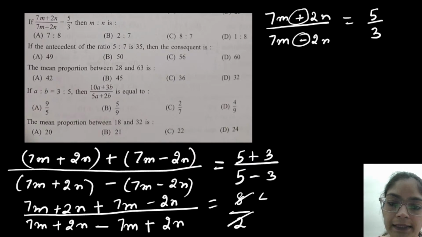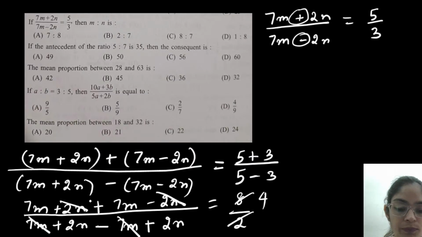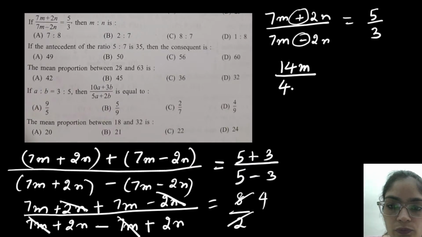Here you can do cancellation. Here also, if like terms can be cancelled, you can cancel. Negative 2n and negative 2n will get cancelled here. Negative 7m and negative 7m will get cancelled here. So what are we left with now? 7m plus 7m. So 7 plus 7, 14. Like terms we can add, 14m. And here denominator 2n plus 2n. 2 plus 2, 4. 4n. This is equals to 4.